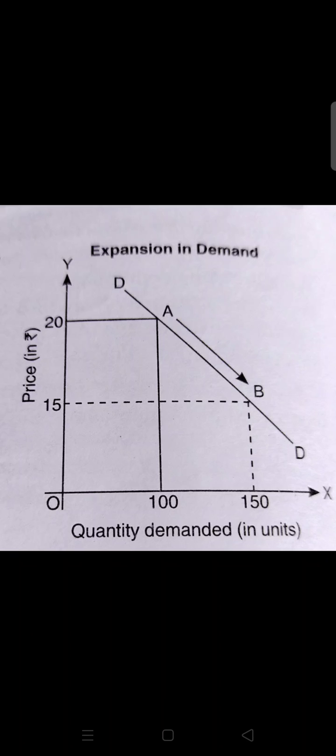Here you can see that the demand curve leads to a downward movement, isn't it? It is moving downward. First the price was 20, that is point A, and when the price came to 15, the curve came to point B, that is downward. So it leads to downward movement, which is also known as extension in demand or expansion in demand. Understood? This one, expansion in demand.